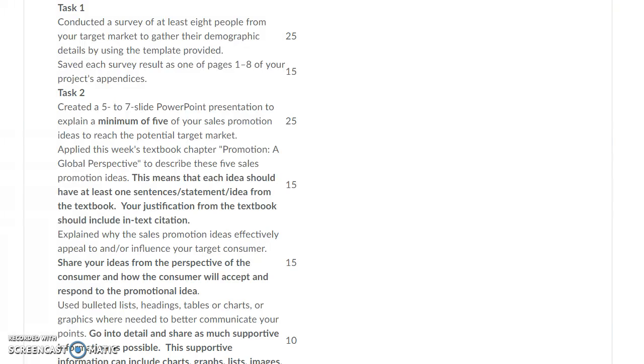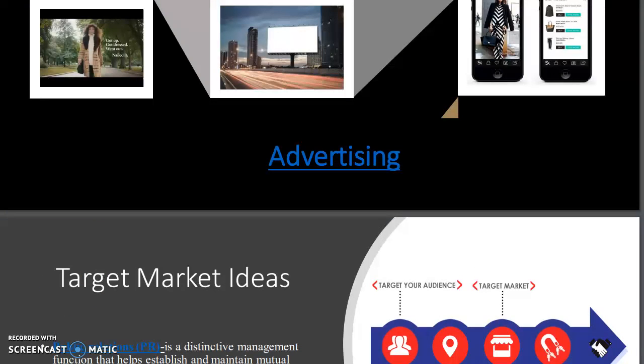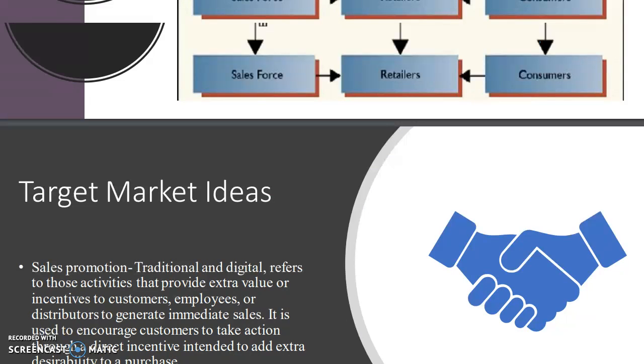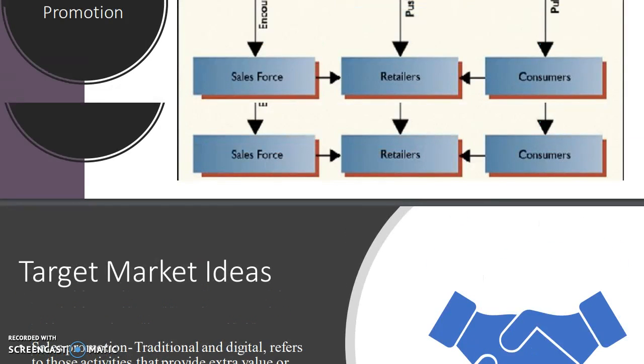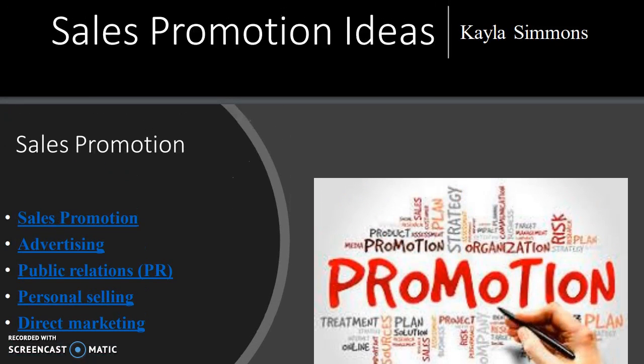So task two, you created a PowerPoint. You had five different sales promotion ideas. You also went into detail on those. Let's go to it, if I could switch to it quick. So yeah, you started in the beginning. You listed different sales promotions in the promotional mix, and here you go.